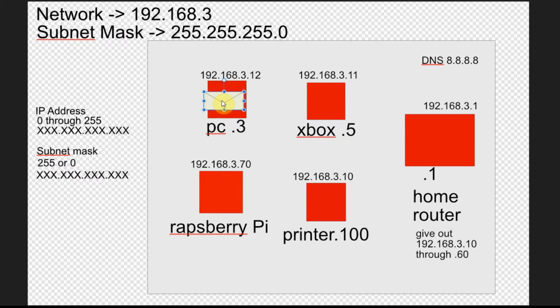Then PC3 says, I want to go get information from that IP address, but it is not on my network, so it goes back to the home router again. The home router knows to send it to the outside world. This is the outside world. There's a line to it, and it just goes right out to the outside world, and then the outside world has routers that know how to take care of the data.